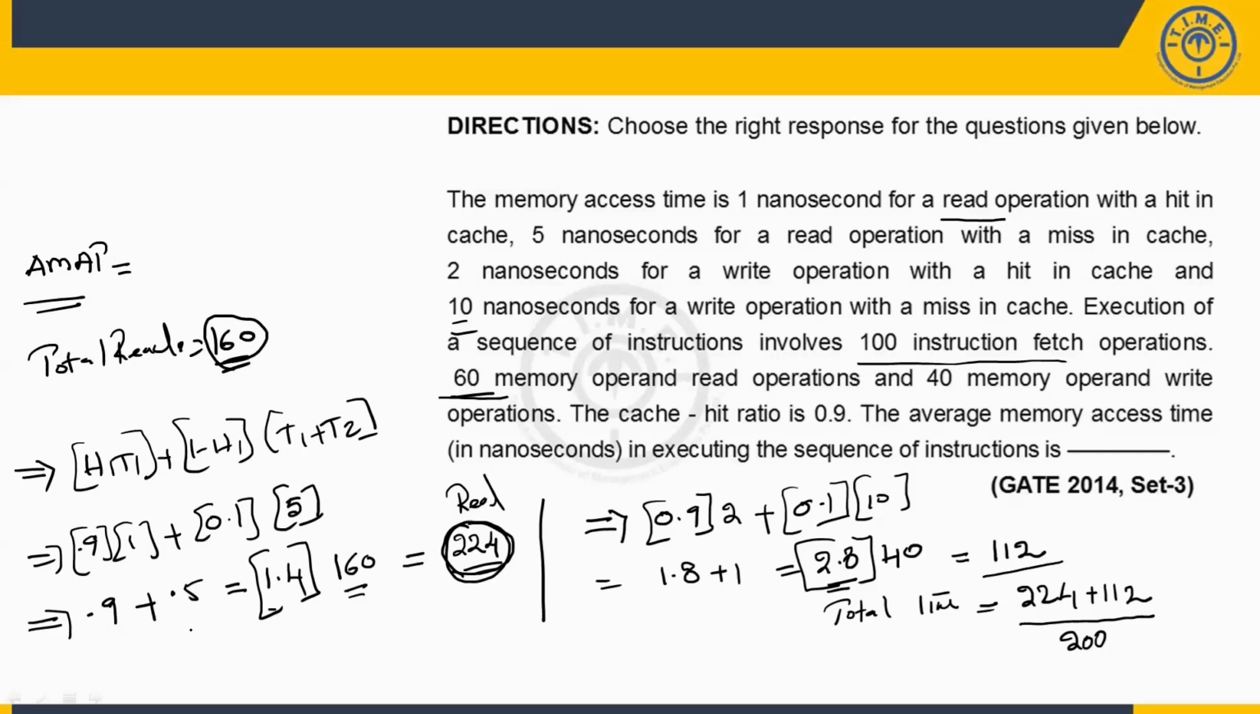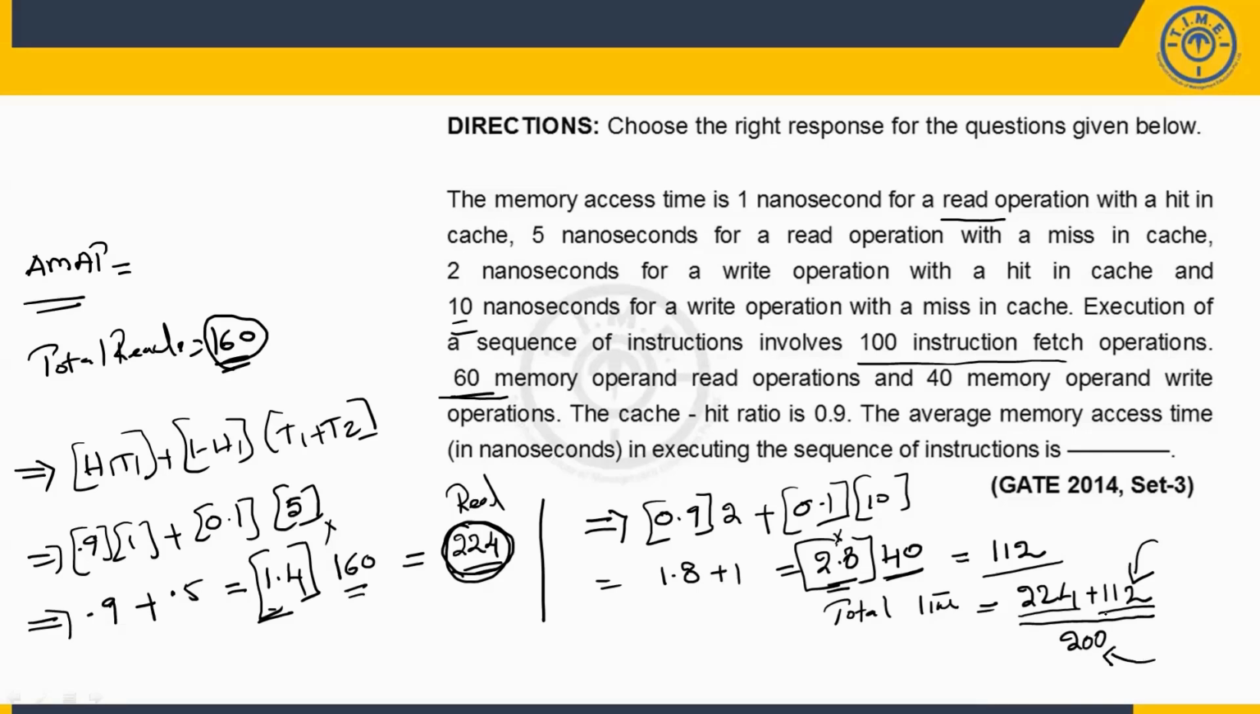What I have done: I have taken the average memory access time for the reads, then multiplied it with the number of reads. Then I have taken the average memory access time for the writes. 2.8 is the average memory access time for one write operation. Since we are calculating for the entire program, we multiplied with the total write operations. So this is the total read operation access time, and this is the total write operation access time. But average memory access time will be the total access time divided by total operations.